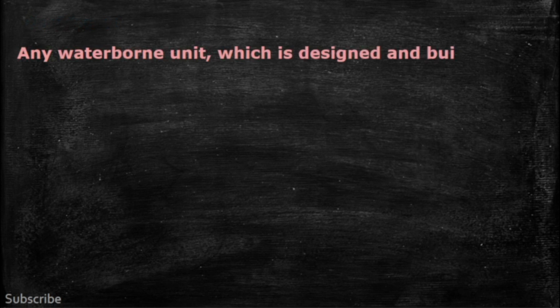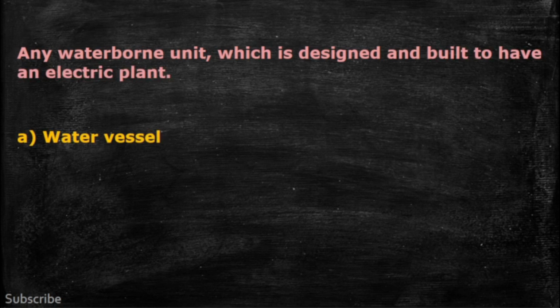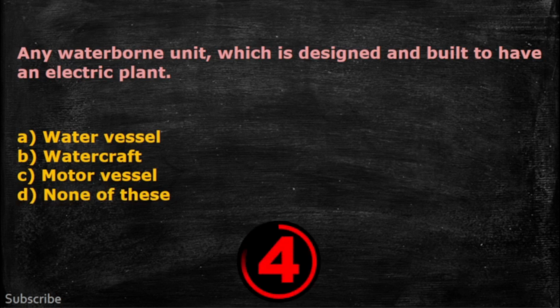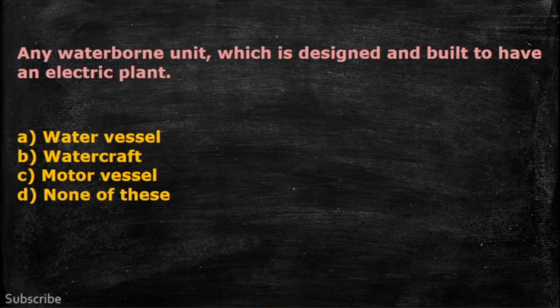Question number 24. Any waterborne unit, which is designed and built to have an electric plant. A. Water vessel, B. Watercraft, C. Motor vessel, D. None of these. The correct answer is letter B. Watercraft.